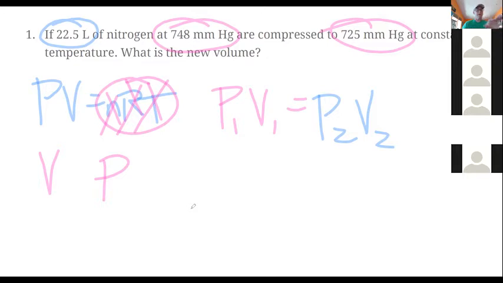So liters is liters. V1 is going to be 22.5 liters. And we don't know what V2 is going to be. That's what we're going to be solving for. Equals V2. Now, what is P1 going to be? What's the initial pressure?